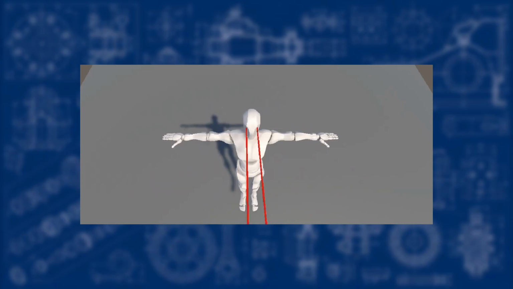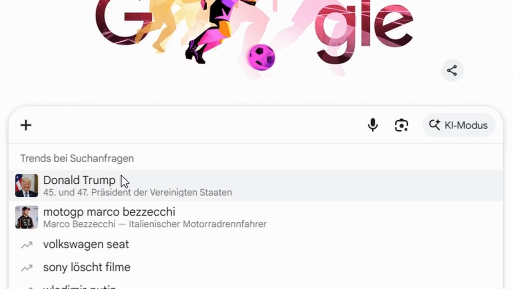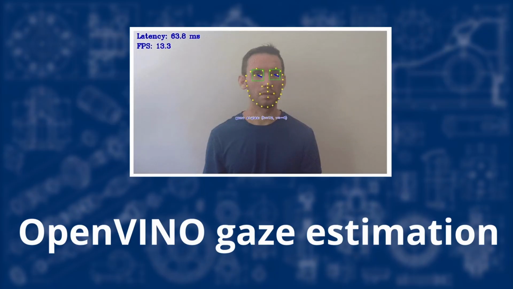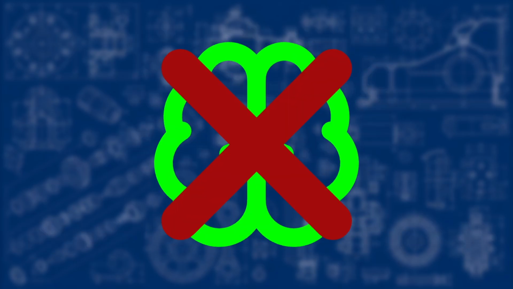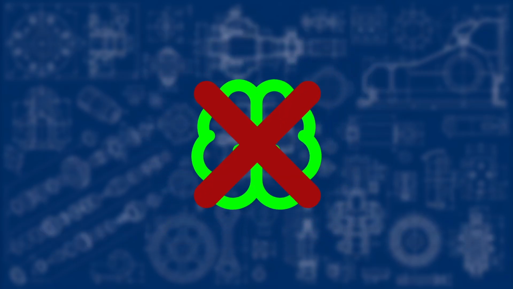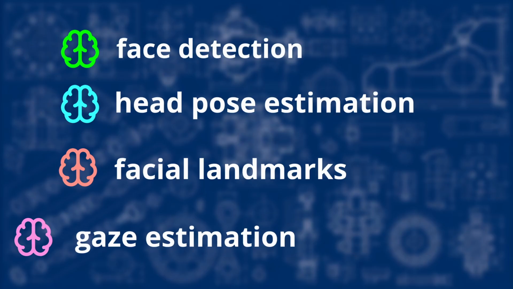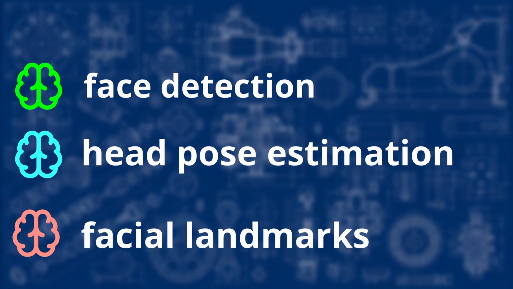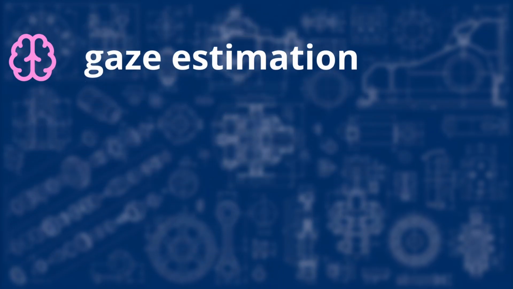Next up, I need to detect where I'm looking, which means new task, new AI. After some quick research, I found OpenVINO gaze estimation, which is an open source model that solves exactly this problem. Actually, it's not a single model doing the gaze estimation, but 4 separate models working together. 3 of them are required for extracting the fitting input from the frame. The output from these models is then passed to the actual gaze estimation model.